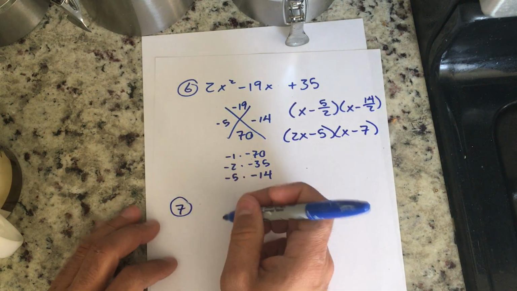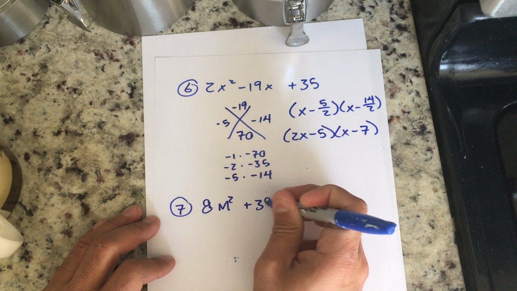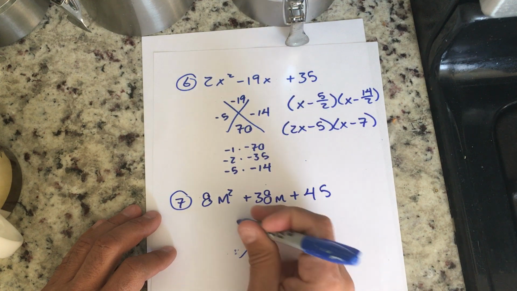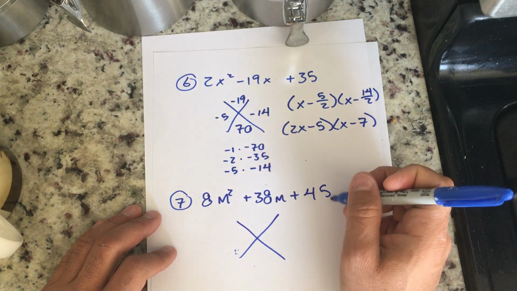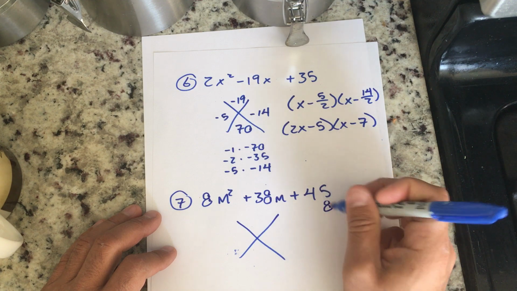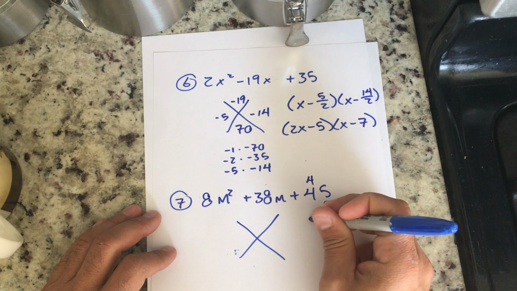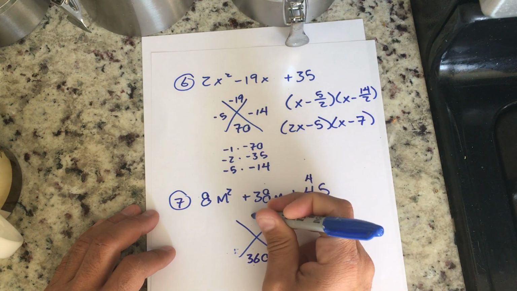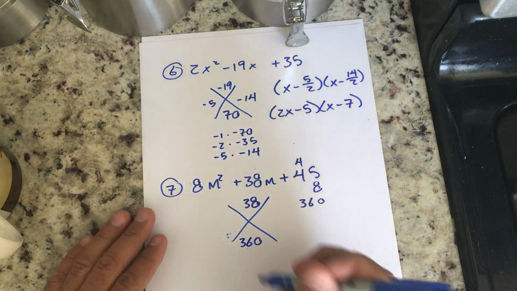Number 7 tells me 8m squared plus 38m plus 45. Gonna do the exact same thing. 8 times 45, holy crud. 8 times 5 is 40, carry the 4, 32, 36, 360. That adds to 38. So I'm gonna go through the same process.